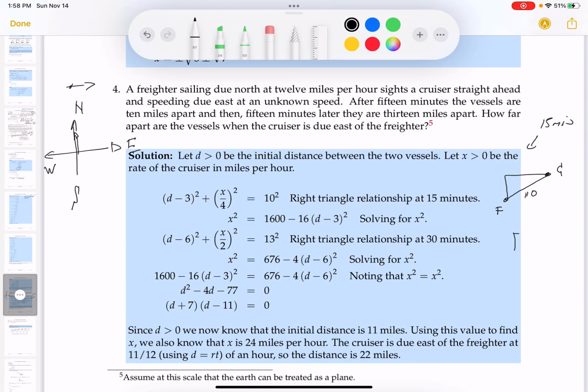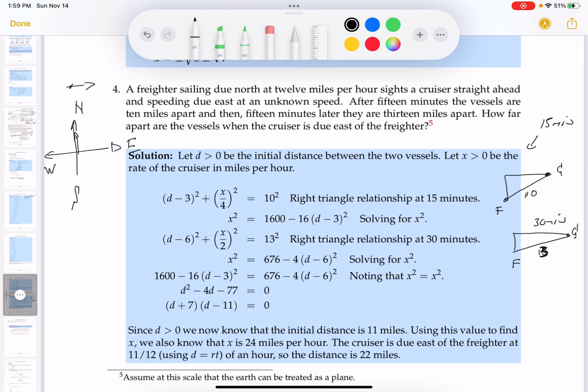Well, I'm still going to do the triangle. It doesn't matter if it's above it or below it. They're 13 miles apart, cruiser and freighter. And this is at 30 minutes now. All right? So after 15 minutes, the vessels are 10 miles apart. And 15 minutes later, which means 30 minutes later, they're 13 miles apart. Oh, I put 15 down. I'm sorry about that.